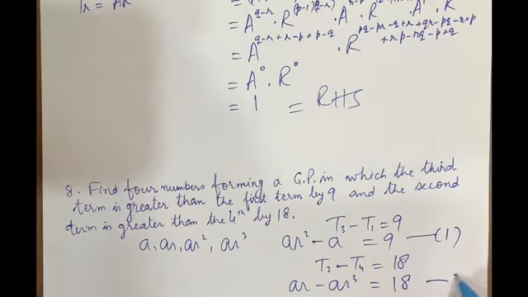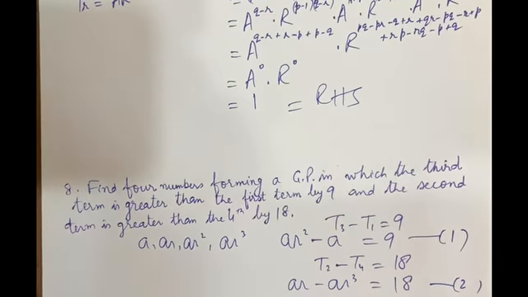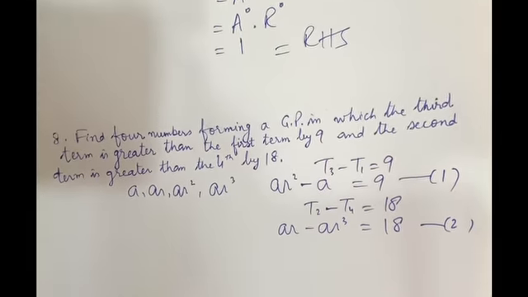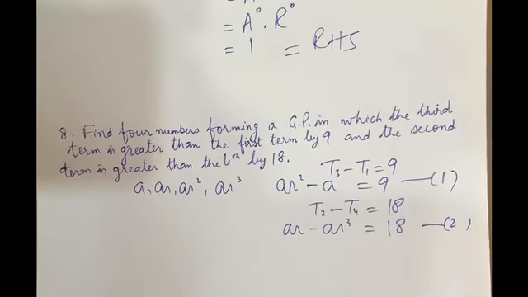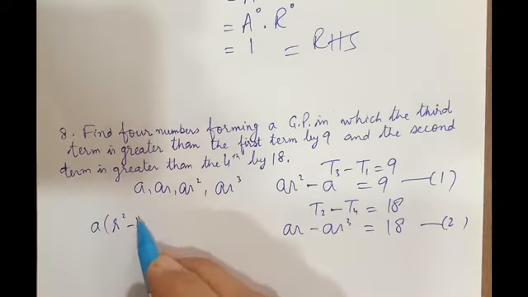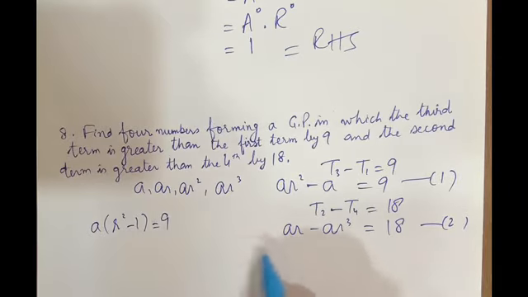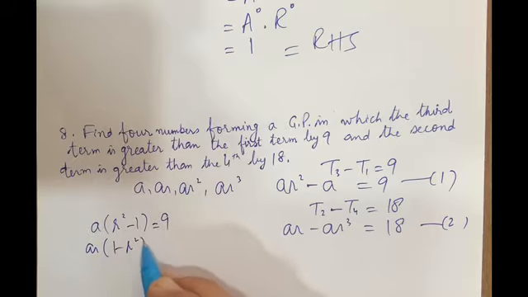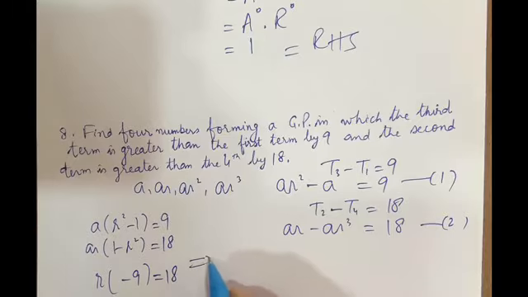So we have equations 1 and 2 to solve for a and r. From the first equation, it's a into r square minus 1, this is 9, and from the second it's ar into 1 minus r square, which is 18. This is r into, now a into 1 minus r square is minus 9, this is 18. So this gives us r equals minus 2.